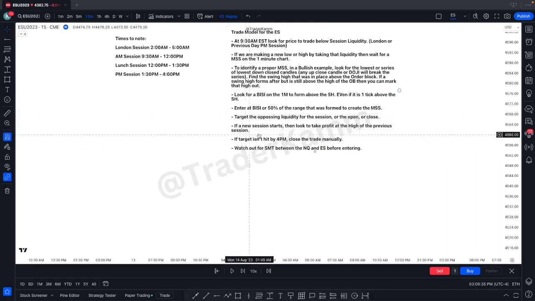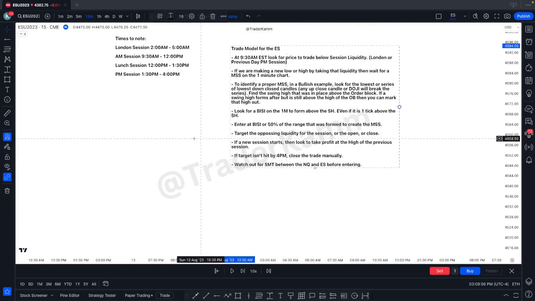Also, if a new session starts, then we want to look to take profit at the high and low of the previous session. I'll get into that as well. And if the target isn't hit by 4 p.m., we're going to close the trade manually. To tell which one to trade, whether it's the ES or the NASDAQ, we want to look for SMT divergence between the NASDAQ and the ES before entering.